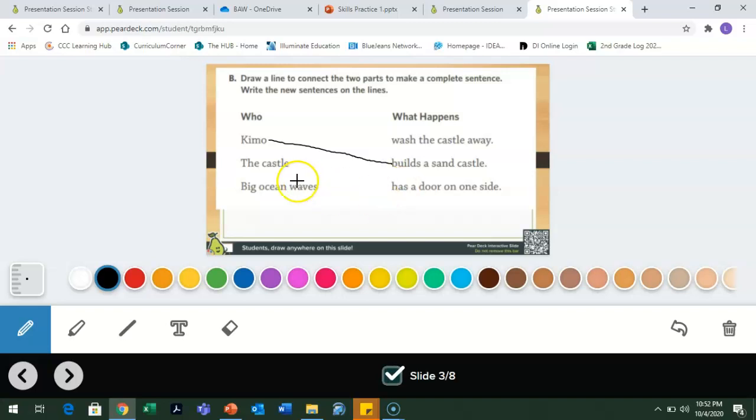Now let's go to the next one. The castle. Which of these two fits better? Wash the castle away or has a door on one side? Well, castles have doors on the side, so I think this fits better. And then it says big ocean waves. Wash the castle away. So thank you for matching this correctly, kiss your brain. So now what we're gonna do is we're gonna scroll to the next slide.